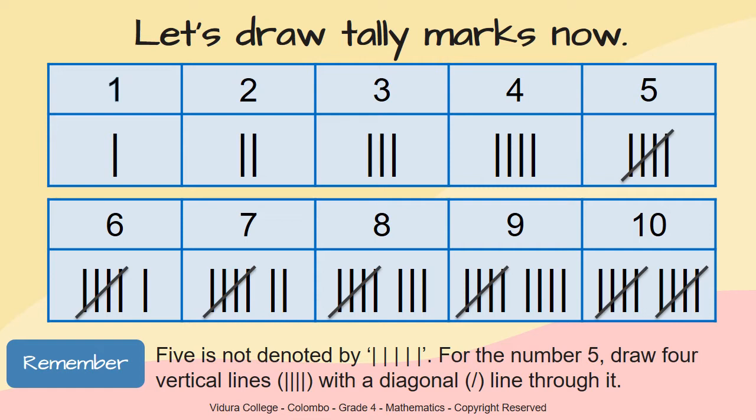For number 1 we are drawing 1 vertical line. Number 2, 2 vertical lines. 3 and 4, 3 vertical lines and 4 vertical lines. But you have to remember 5 is not denoted by 5 vertical lines. For 5 you have to draw 4 vertical lines with a diagonal line through it. Now you can continue to write up to 10. Okay? You have already learned tally marks from 1 to 10 in first term. So it is not hard, right?